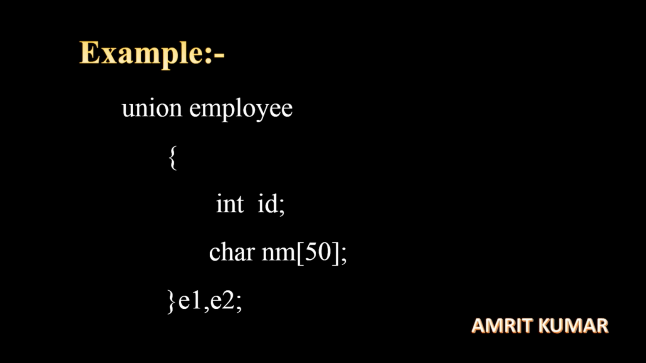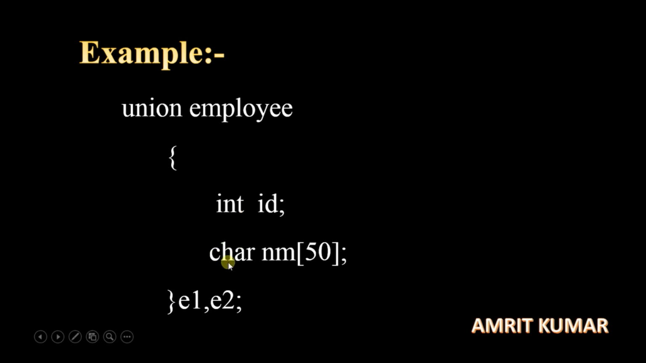Actually both are the same, both are used to create our own data type. Okay, but the main difference lies in their size. The structure size is the sum of all the data types used in it, and the union size is the maximum size of its data types. So here the maximum size is the integer, because integer size is 2 byte and character size is 1 byte. Therefore the union size here is going to be 2 byte.